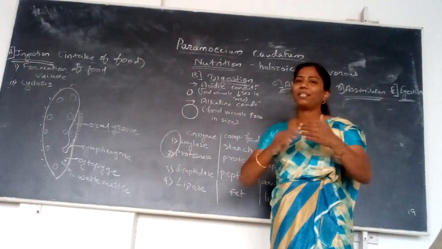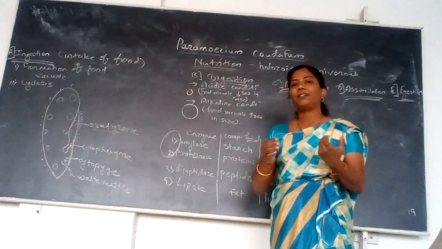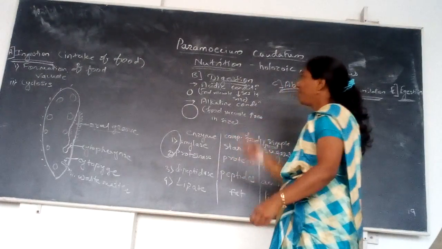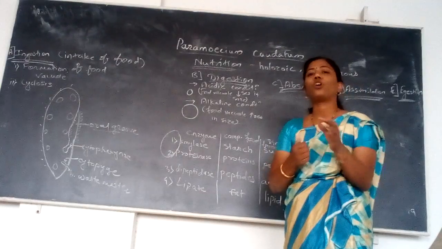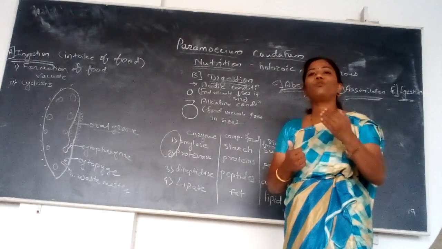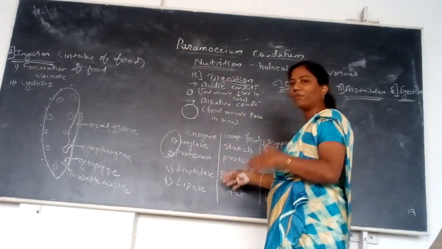Okay, and since there is a change in the pH that takes place, initially the acidic pH is there, and after that the alkaline pH is there. So why does the change in the pH take place, and how is it responsible for digestion, for the formation of simple food material? We will take that up.